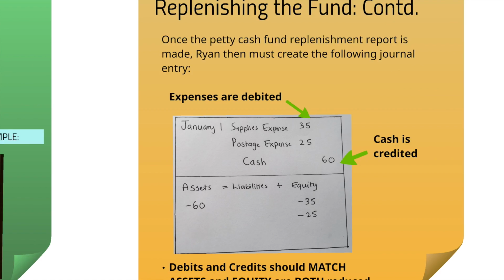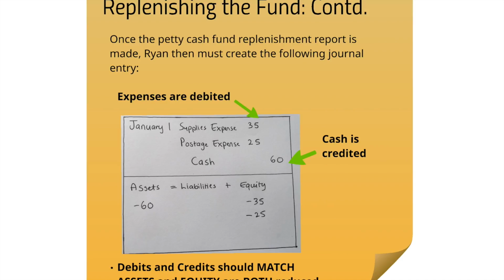Once the petty cash fund replenishment report is made, Ryan then must create the following journal entry. Note here that expenses are debited and cash is credited, and again, both of these should match.